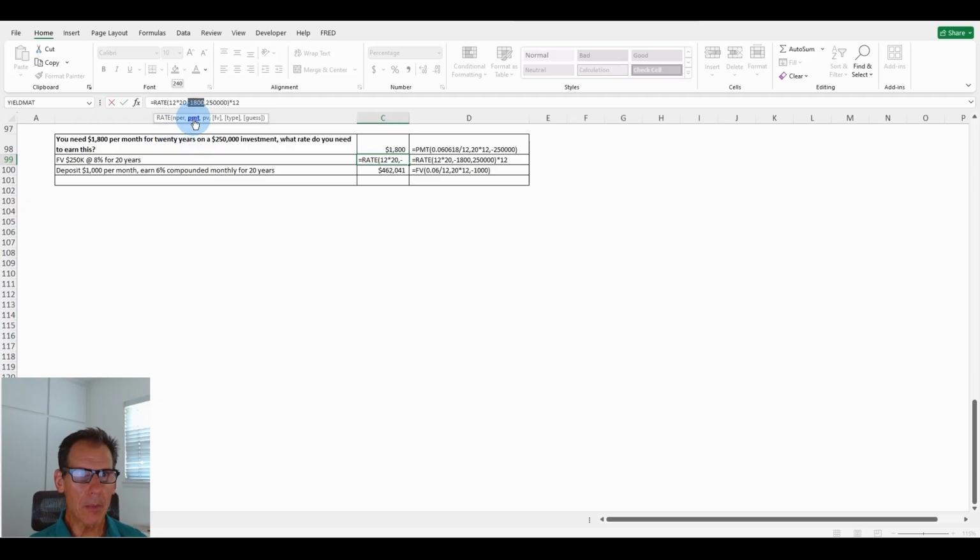What do we need? Remember, this is the number you need, 1,800. What is given? Well, we only have 250 grand, so that's going to be your present value. Then we're going to have future value. This is going to compute a monthly number because that's the number of periods. Then we're going to multiply that times 12. It's going to give you a monthly interest rate, and all we're going to do is multiply that times 12. So we need a rate of 6.0618 to get $1,800 a month.